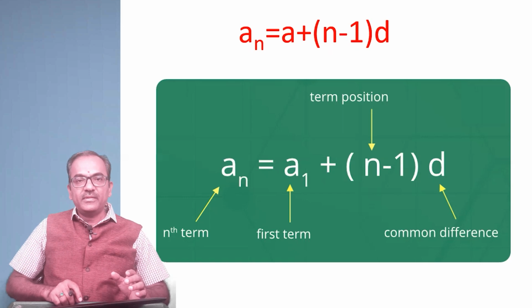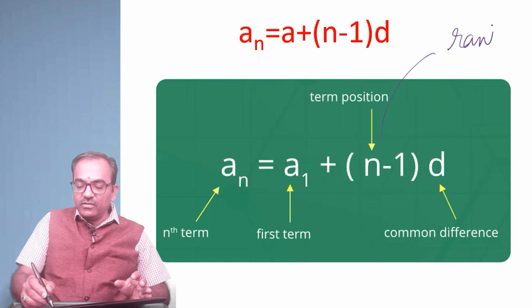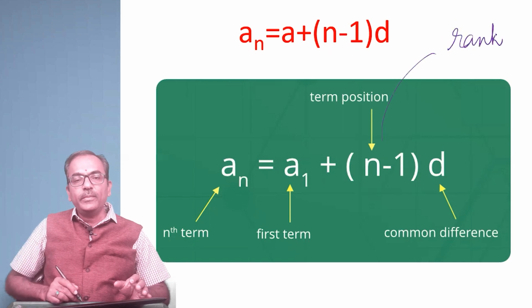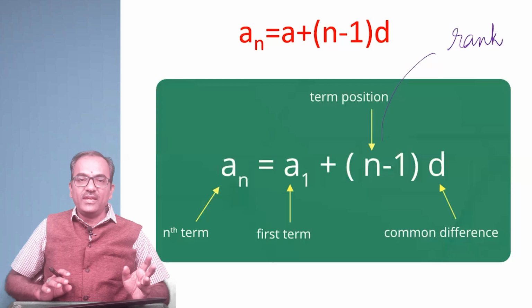Here An represents the nth term, A1 or a represents the first term, n represents the term position, or you may call it rank also, and d represents the common difference. So a, An, n and d are the 4 variables which make up the formula, out of which when An, a and d are given, you can easily find out n, and when n, d and a are given, you can easily find out An.